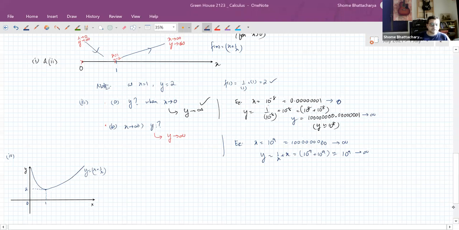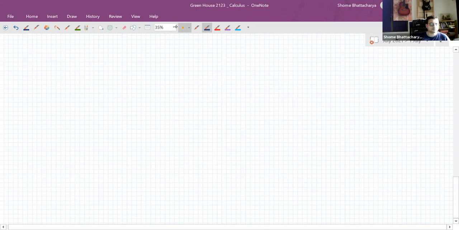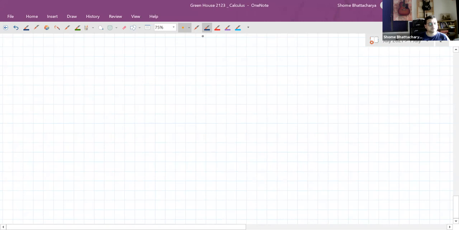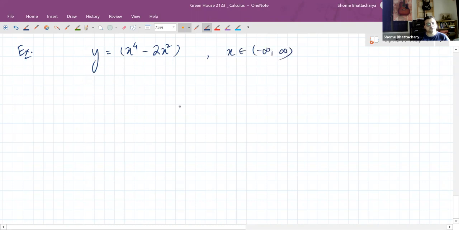Okay, so let's try out another question of this type. So next example, we have this one. y is equal to x to the power 4 minus 2x squared, where x belongs to the set of all real numbers, minus infinity to infinity.